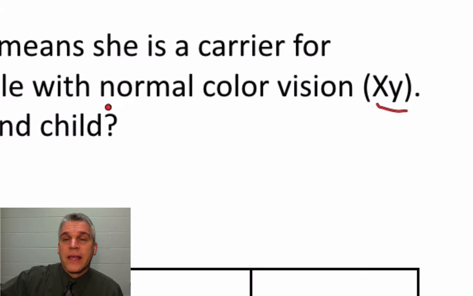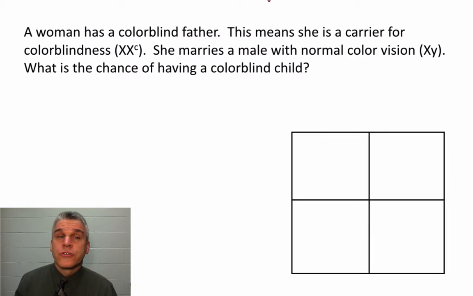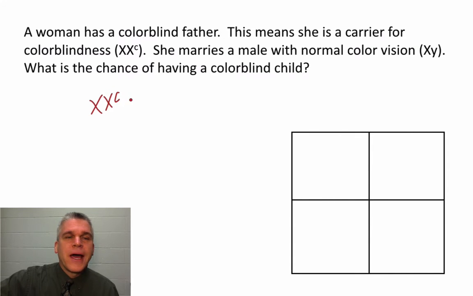Now, since the male has normal color vision, remember that's only found on the X chromosome, it's not on the Y, we would not put a C there. So let's do this cross then. What's the chance that they have a colorblind child? So notice, neither parent is colorblind. Just because mom has the allele, she also has another X chromosome that has the normal gene for color vision, so she sees perfectly fine in color, as does the man.